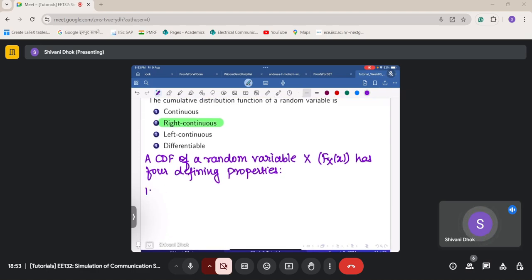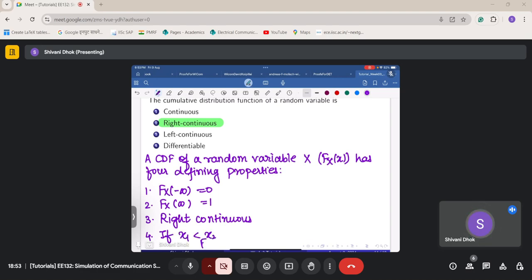The first property is fx of minus infinity is 0. Second property is fx of infinity is 1. Third property is it is right continuous. And fourth property is if x1 is less than x2, then fx of x1 is less than or equal to fx of x2. This is known as monotonicity.